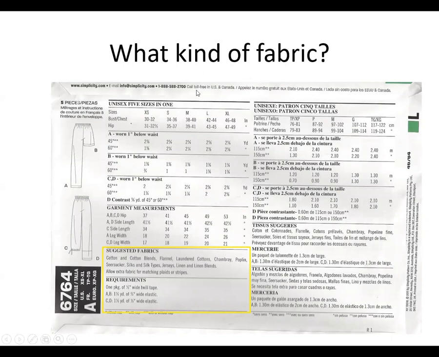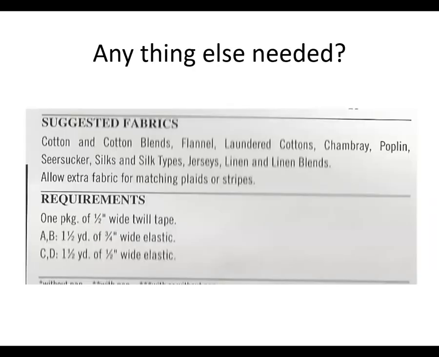So we've looked at the top, unisex, 5 sizes in 1. We've seen how much fabric we need to purchase. We've looked at our garment measurements. Now we can see suggested fabrics and requirements. What else do we need to purchase in order to make this pattern? So let's look at that.